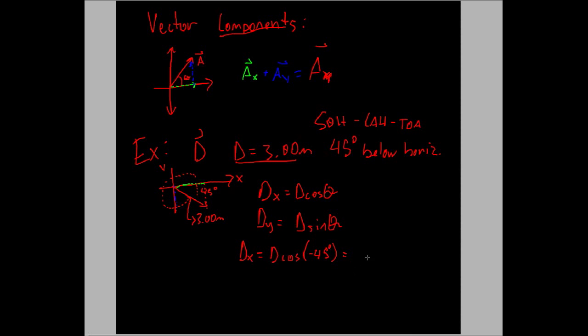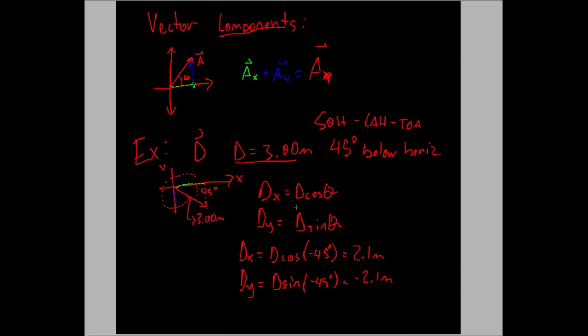This will give you the same answer of 2.1 meters. Now dy is d sine of negative 45 degrees, which gives you negative 2.1 meters, which makes sense. Because if you look, you're going in the positive x direction, and you're going in the negative y direction. Now you could have also plugged in 360 minus 45, gotten 315. If you use 315 in here, you get these same answers.